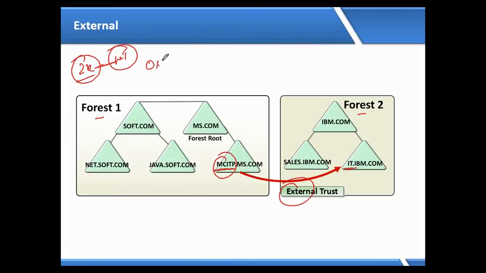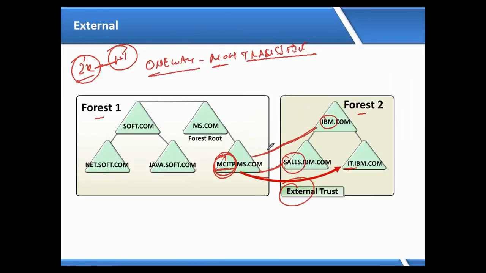External trust is a one-way non-transitive trust. Now, what is this one-way non-transitive trust? The same user of MCITP wants to log in from sales. He cannot log in. I have to configure one more trust here. The same user of MCITP wants to log into IBM, he cannot log in. Manually, I have to configure one more trust. That means for each and every domain, individually, we have to establish a trust, which is very complex. So Microsoft introduced one more trust in 2003, called Forest Trust. And this external trust is a one-way trust.